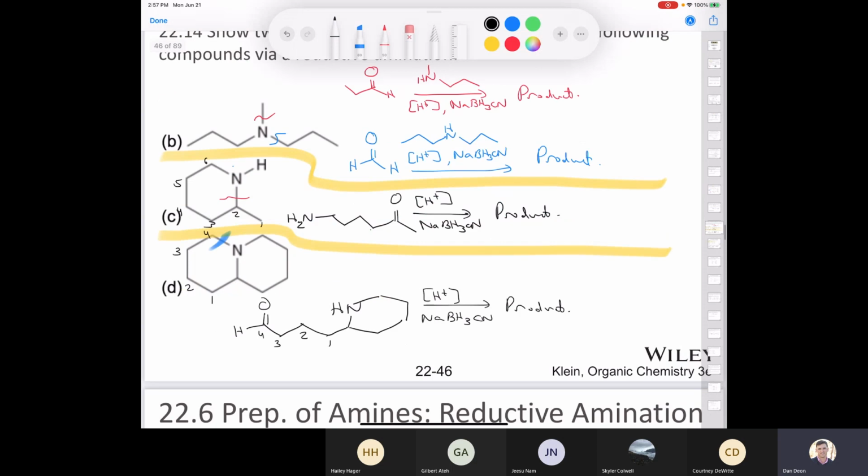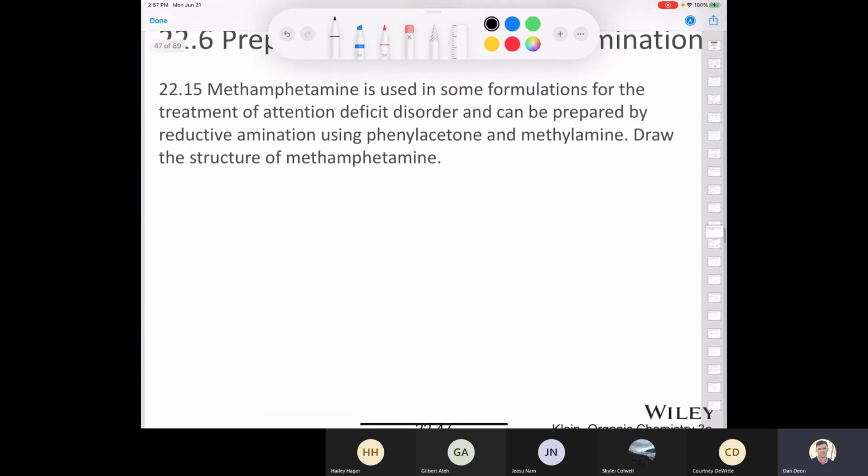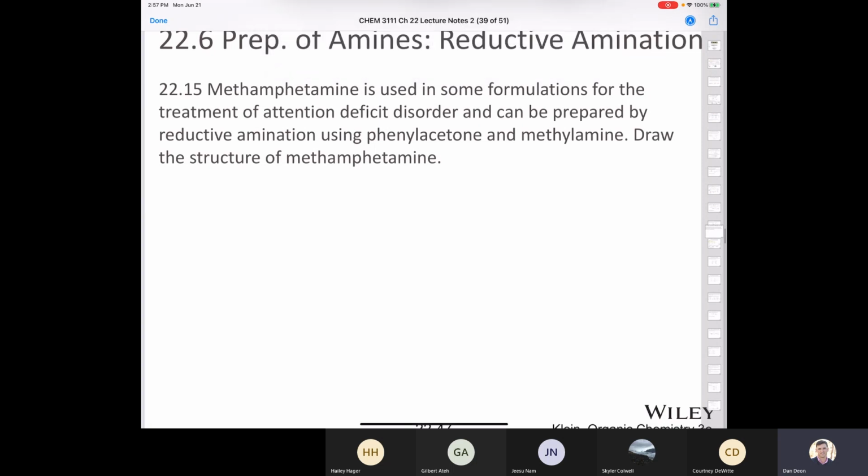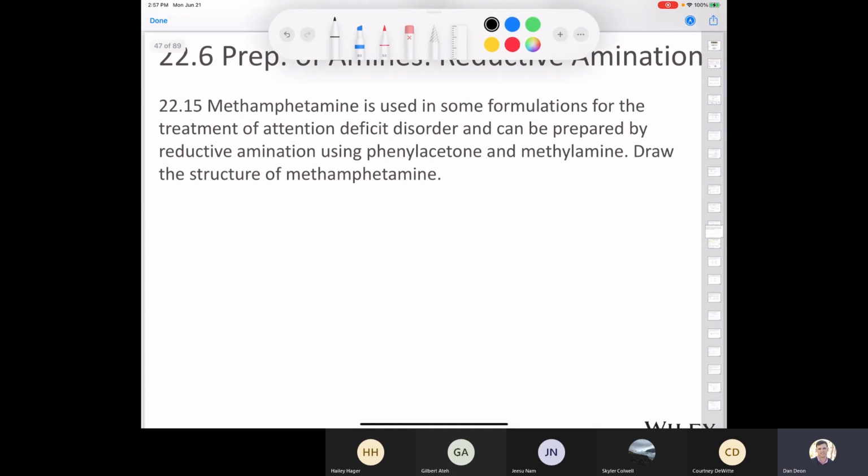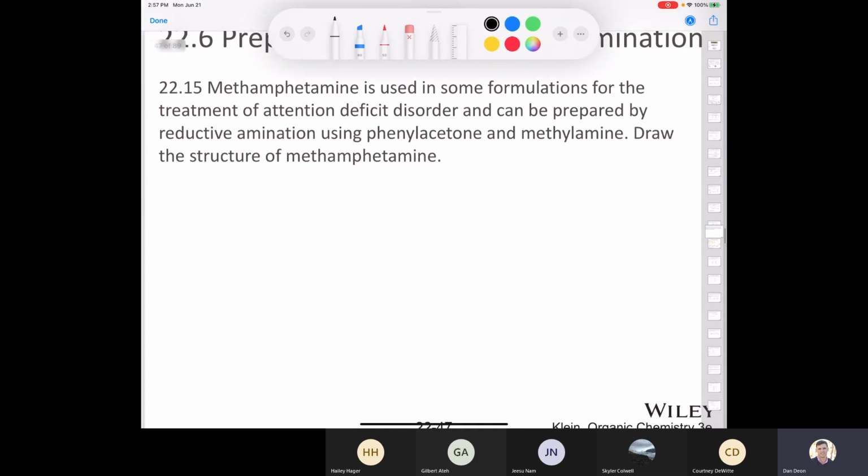Okay? All right. It says here that methamphetamine, which is crystal meth, is used in some formulations for the treatment of ADD and can be prepared by reductive amination using phenyl acetone and methylamine. Draw the structure of methamphetamine. And I had it on a slide earlier today, so I kind of gave it away. But we're going to start with phenyl acetone. So everybody knows the structure of acetone. That's acetone. All you have to do is throw a phenyl on the side. There you go. There's phenyl acetone.